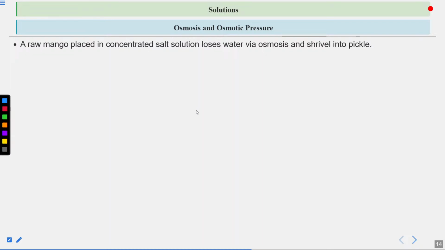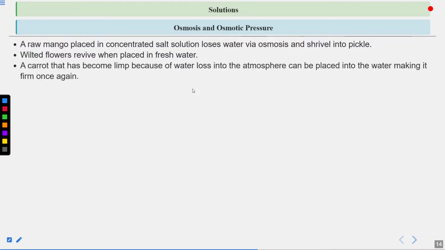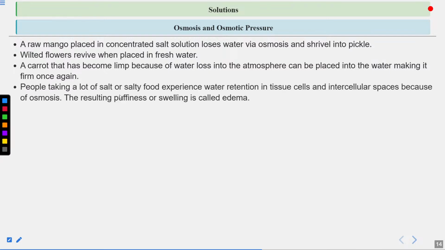Now here are some more examples. The first one is of raw mango. Second one is of the flower. So you can just go through these points or the applications once again. Then we have the carrot example. So they all are similar to this. You can think the same thing of the people who are taking more salty food. They would see that there is water retention in the tissue cells because of the same hypertonic and hypotonic thing, and it is called edema.